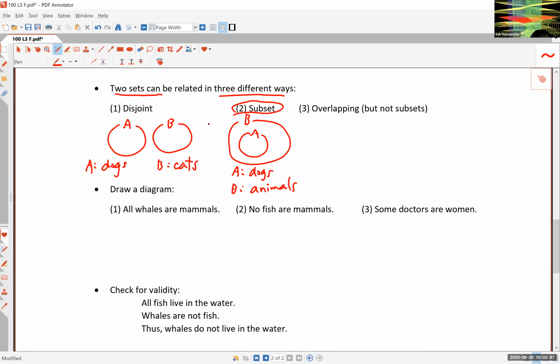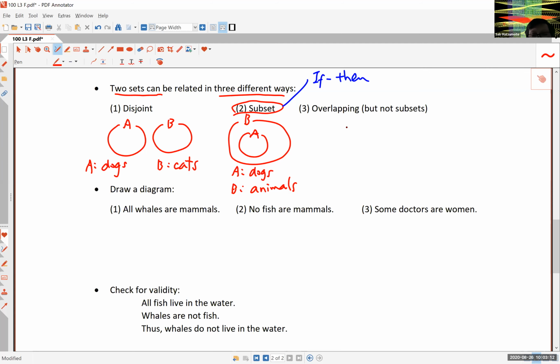Because we'll be talking about if-then statements, and listen carefully, maybe I should write this down. Every if-then statement can be constructed or drawn or visualized in terms of the subset relation, where the if part is the inside circle and the then part is the outside circle.